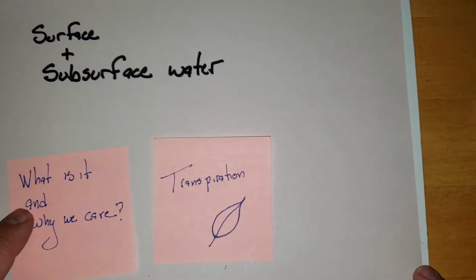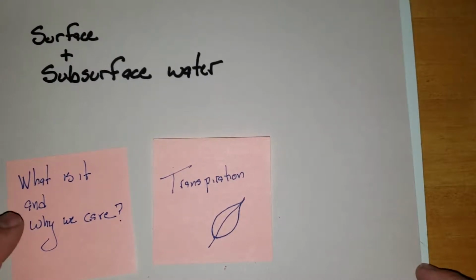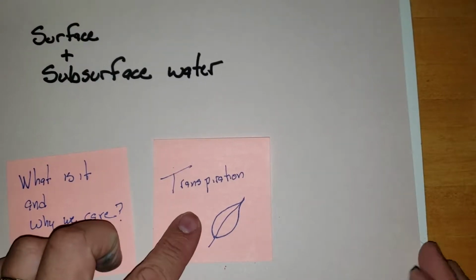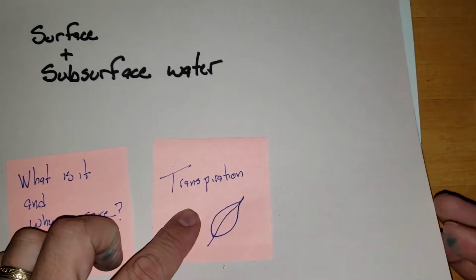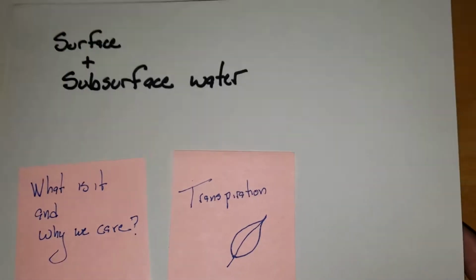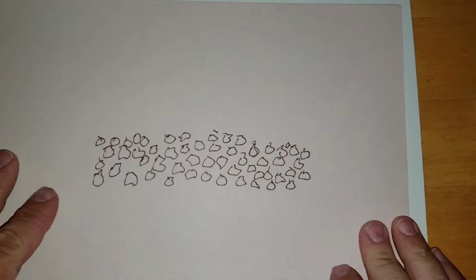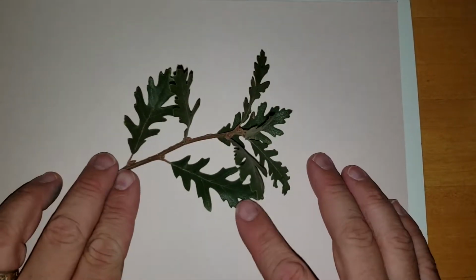Now that we've talked about what it is and where it is and why we care, I want to talk a little bit about transpiration. And I drew my little picture of the flower. Now, this whole process is pretty darn cool, and it's part of the circulatory system for these trees.